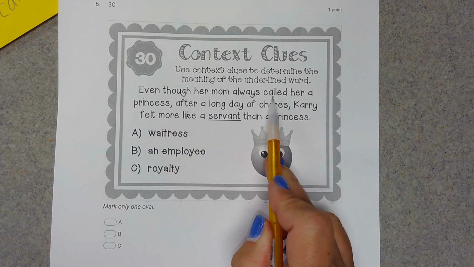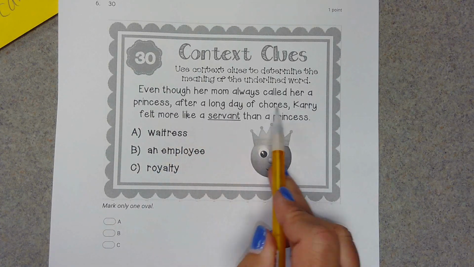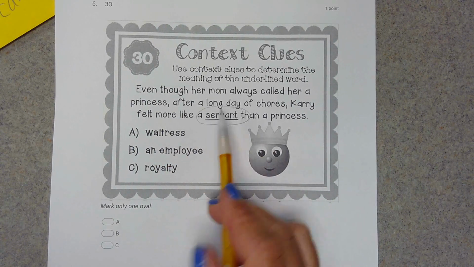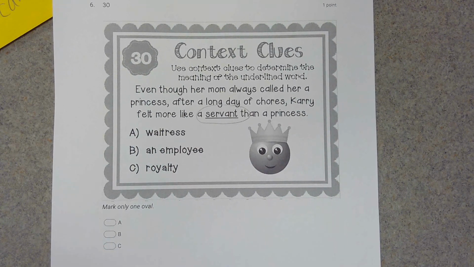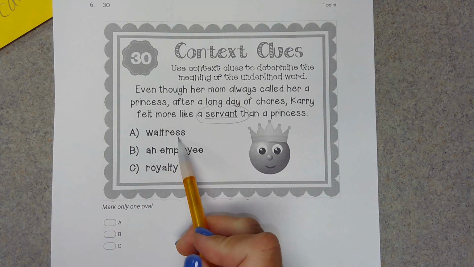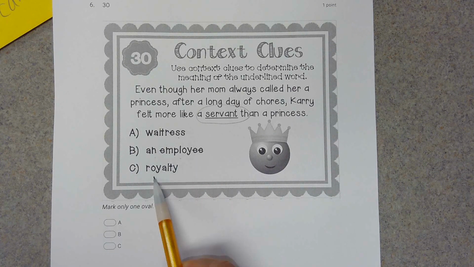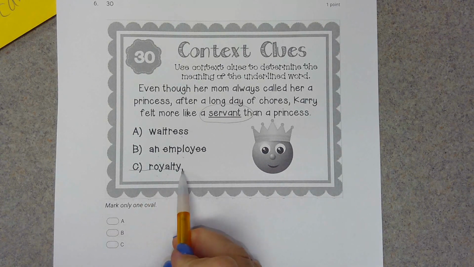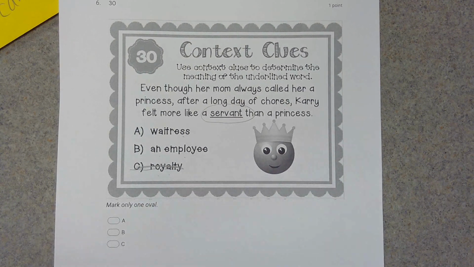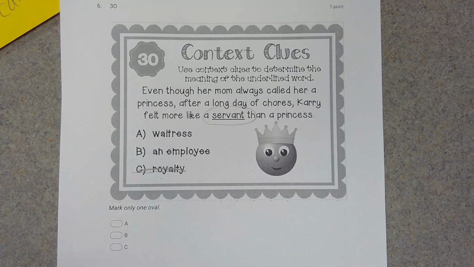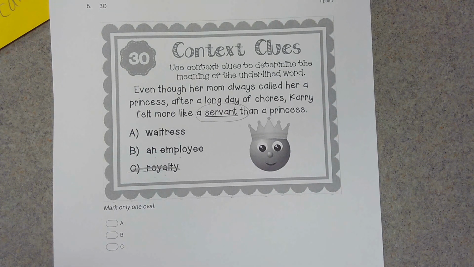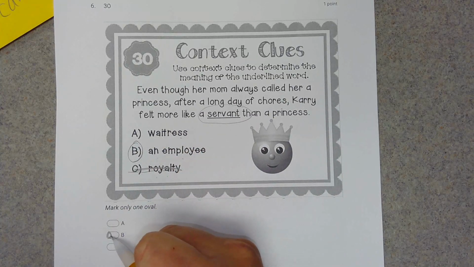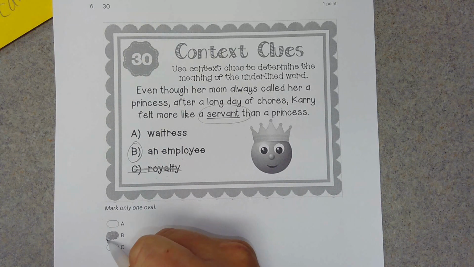Even though her mom always called her a princess, after a long day of chores, Carrie felt more like a servant than a princess. All right, so she's done doing chores. She doesn't feel like a princess. Is she a waitress, an employee, or royalty? I don't think royalty, so I can mark that one off. I'm kind of stuck between waitress and an employee. I'm going with an employee. I've decided on that because she's been working all day.